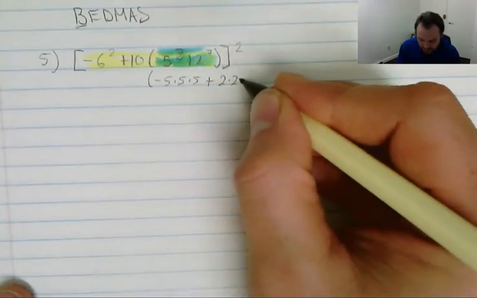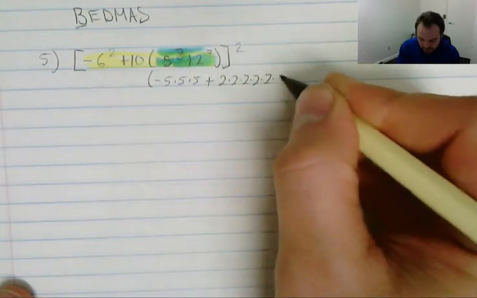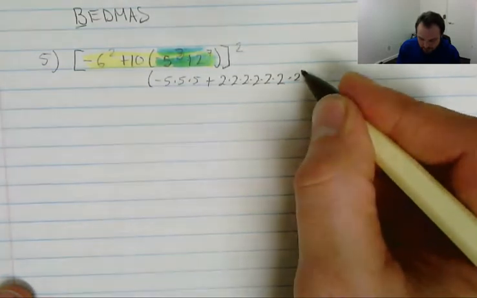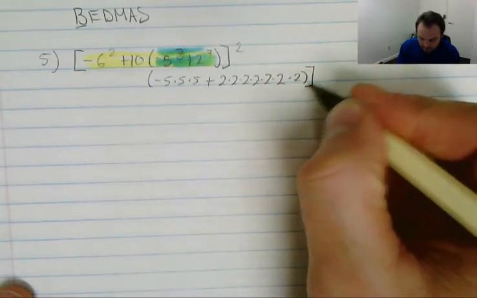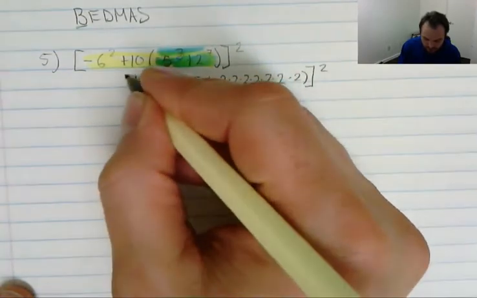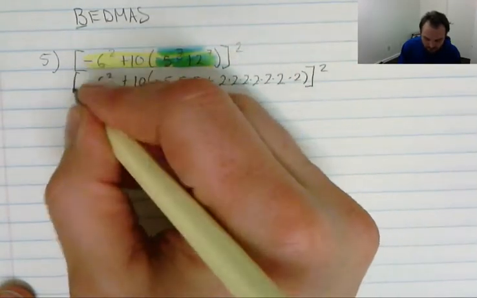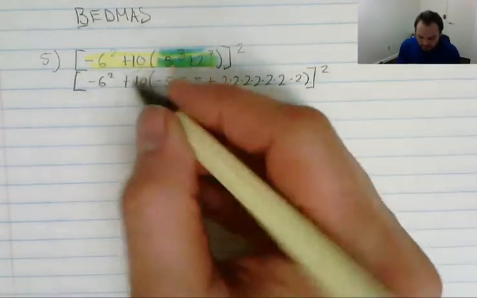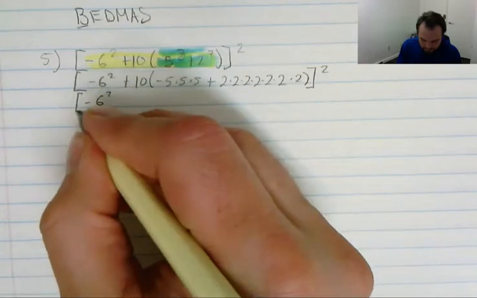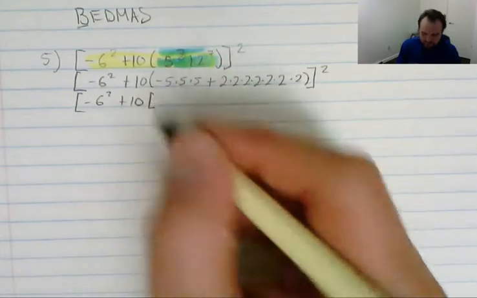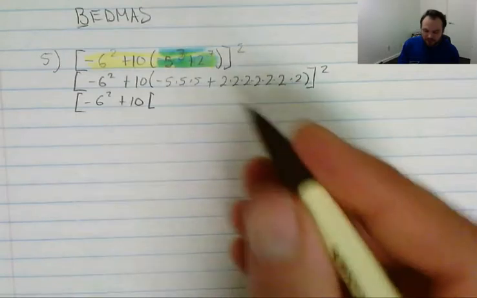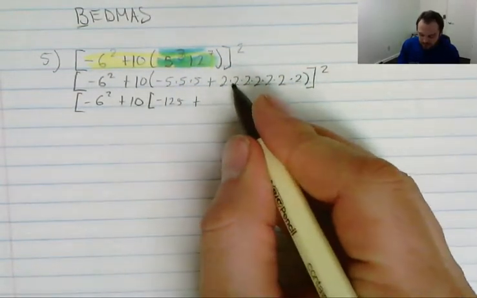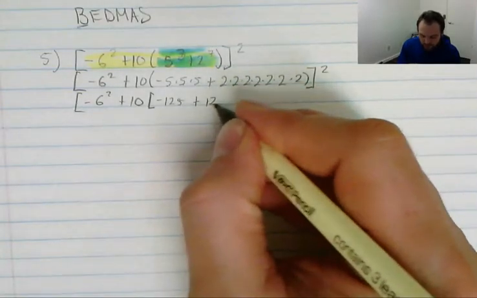So it's 2 times 2 times 2 times 2 times 2 times 2 times 2. Bracket. Okay? Now get our parentheses squared. I'm going to have 10 plus negative 6 squared in parentheses. Okay, so now let's look at this here. We're going to have 5 times 5 times 5 is 125, negative 125 plus, and we have 2 times 2 times 2 times 2, that's going to give me 128.